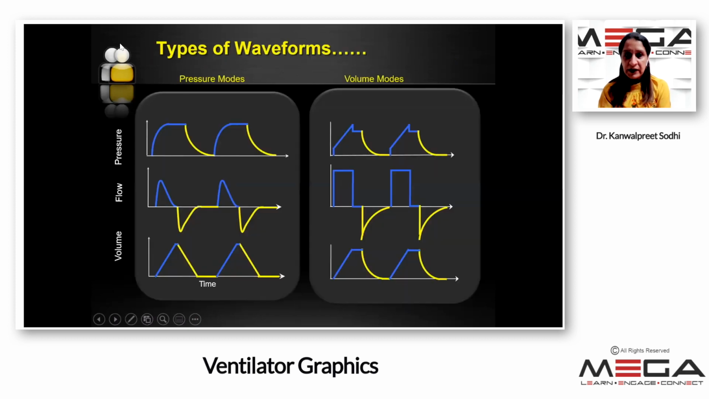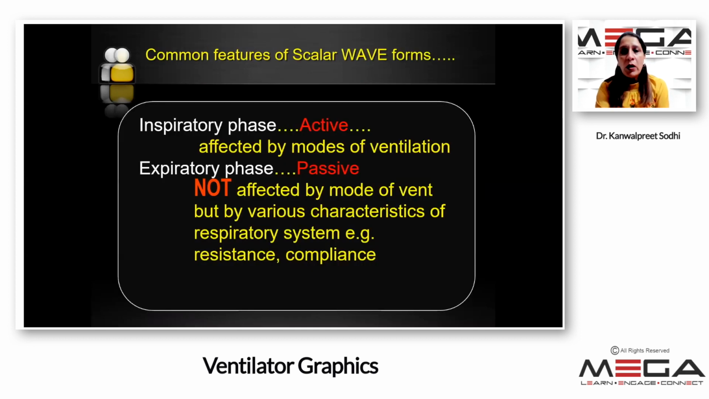The types of ventilation waveforms basically vary with the modes being used for ventilation, whether we are using the pressure modes of ventilation or the volume modes. And as per the mode of ventilation, the graphics will vary, which we'll try to understand one by one in the coming slides. What is common to all these scalar waveforms is that there are two phases.